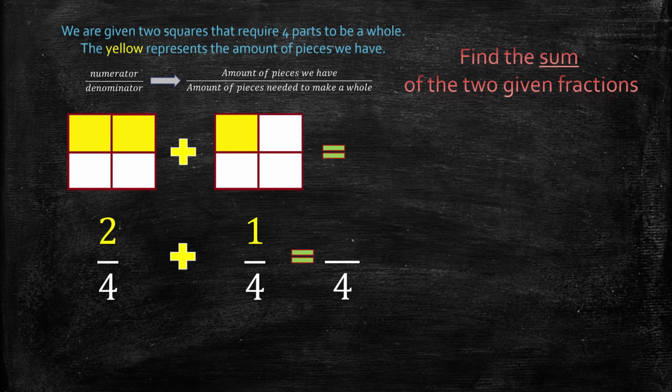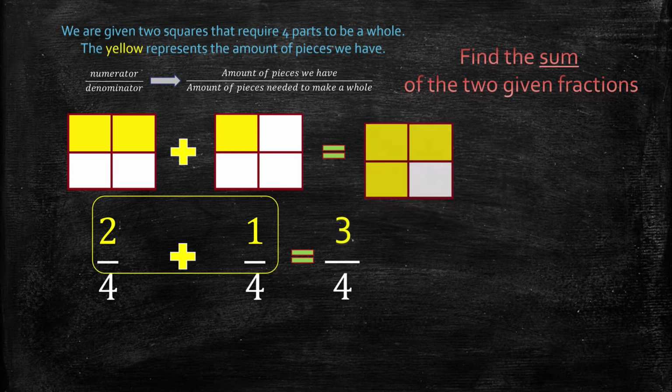And because the denominator is the same, we don't have to change it. We only have to change the numerator, and we're going to add those. So 2 plus 1 gives us 3/4.